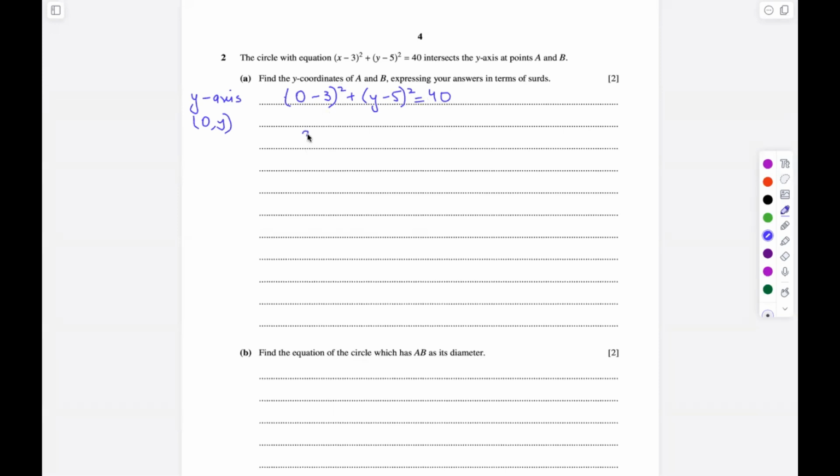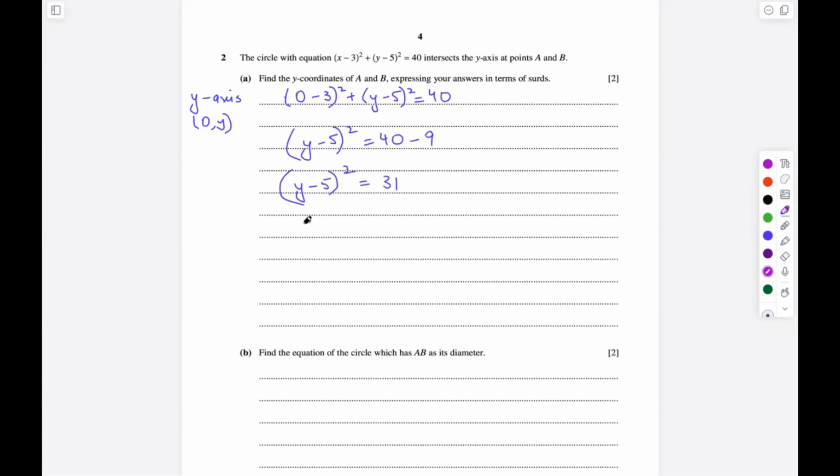So this will become plus 9 plus, expanding this, we'll get y squared minus 10y plus 25 equals 40. Simplifying, we'll get y squared minus 10y, 25 plus 9 is 34. So that will become a plus 34, and this will become a minus 40. As we have to give our answer in terms of surd, what we can also do is leave (y minus 5) whole squared as it is, and we can take the square root. Taking the positive 9 on the right hand side, we'll get (y minus 5) whole squared equals 40 minus 9, which will be equal to 31.